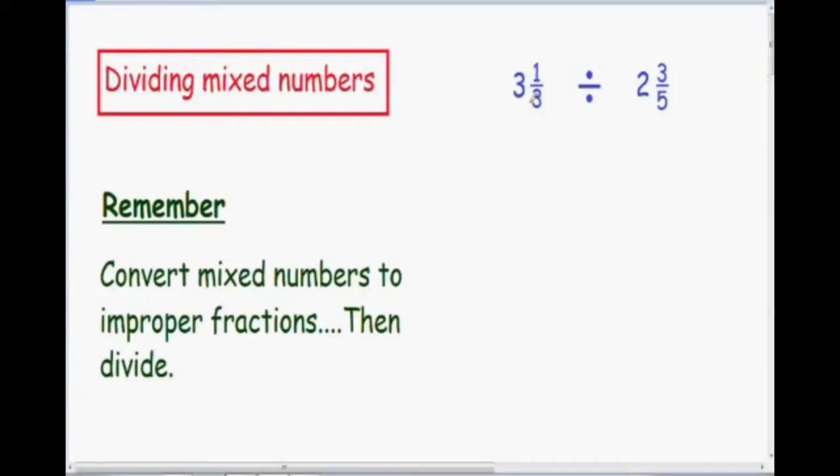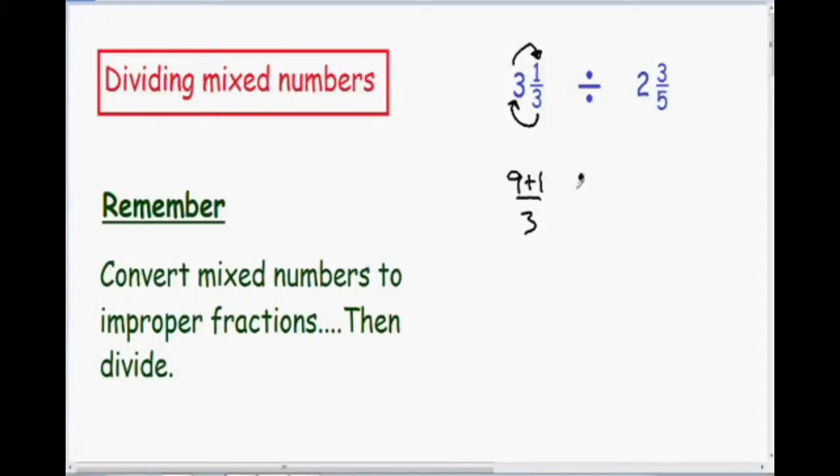I'll start with 3 1/3. I'll convert the 3 1/3 into an improper fraction. Since our mixed number has a denominator of 3, our improper fraction is also going to have a denominator of 3. And in the numerator, we need to multiply the denominator of 3 by the whole number of 3. So 3 times 3 is 9. And then we need to add the numerator of 1.